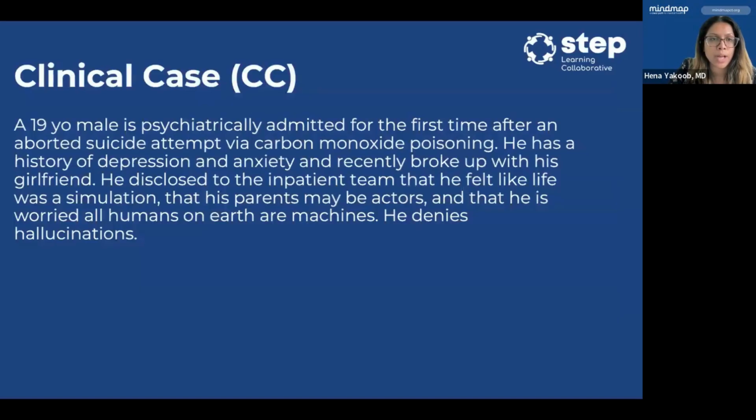Absolutely. For the rest of this talk, we're going to be using a clinical case, which we've abbreviated as CC. We're going to intersperse details about this case throughout as we continue to explore some of the key details of history to obtain on a clinical examination for early psychosis. Our basic vignette is a 19-year-old male psychiatrically admitted for the first time after an aborted suicide attempt via carbon monoxide poisoning. He has a known history of depression and anxiety and recently broke up with his girlfriend.